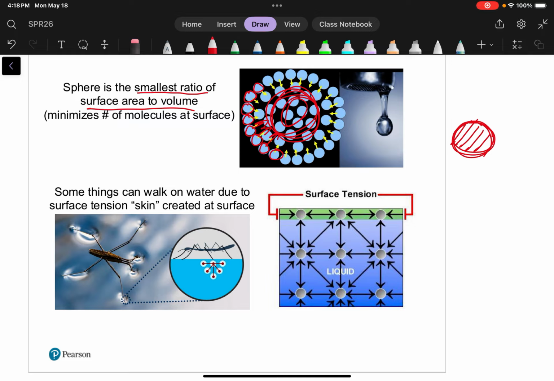Another cool example of surface tension is if you've seen those stick bugs floating on water. The reason that they can walk on water is because of surface tension. There's a really strong surface tension-y layer at the top. And if you put a little stick bug on there that's very light, it doesn't have enough weight to disturb or break that surface tension, and so it will float on top of water. Whereas heavier bugs, or us as humans, would break the surface tension and sink.